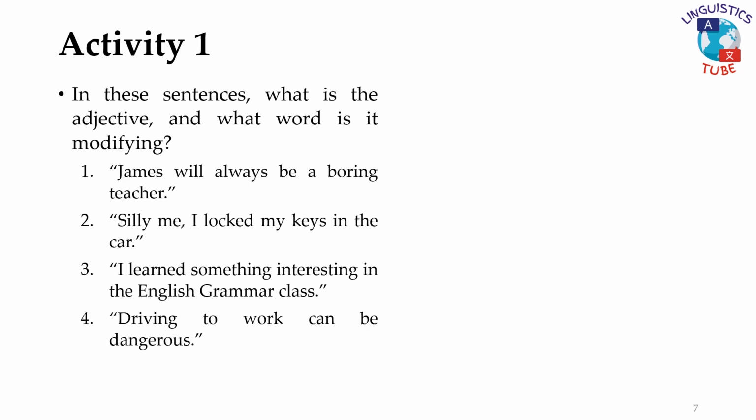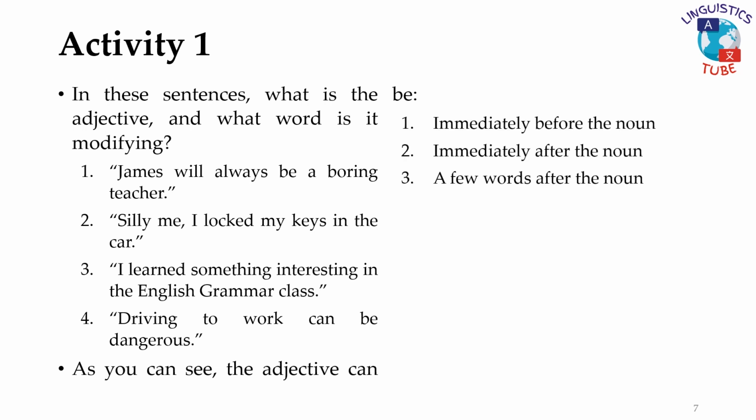From this activity, we can see 2 interesting things about adjectives. Firstly, you can see that the modifier can be in different places in relation to the word being modified. In the first and second sentences, the modifier is immediately before the word being modified. However, in the third sentence, the modifier is instead directly after the word being modified. And in the fourth sentence, the modifier is a few words after, so they are not directly connected.